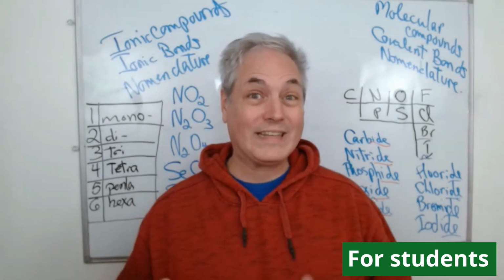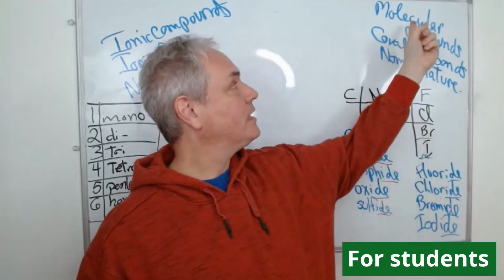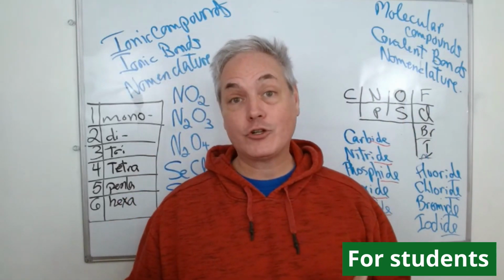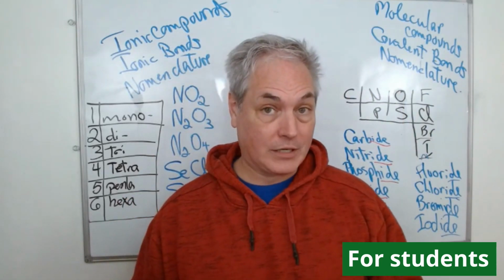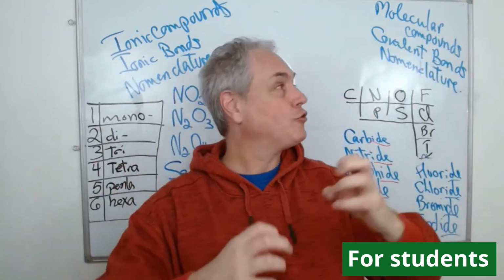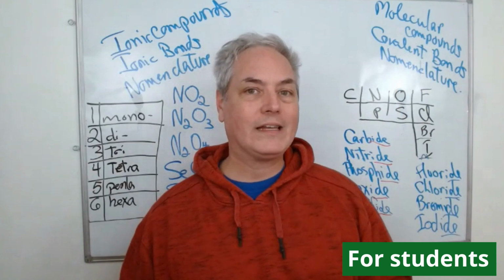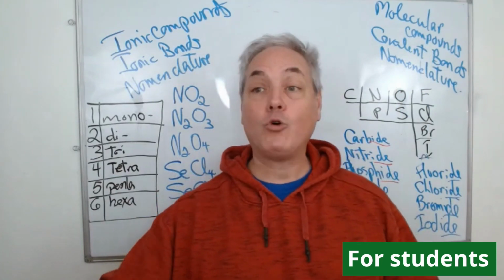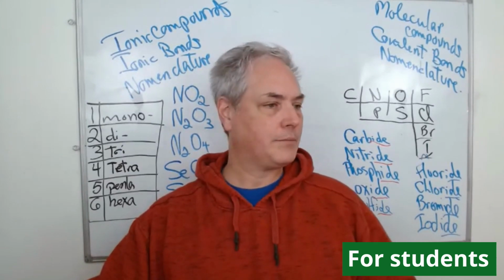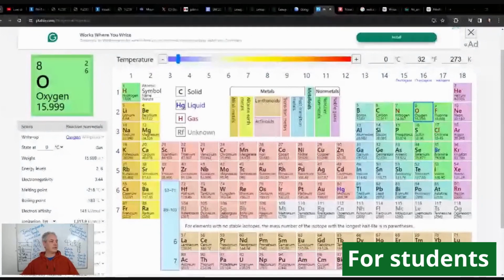So welcome to this video about how to name molecular compounds, or another name for it is the nomenclature of molecular compounds. When you have a molecular compound, we have atoms that are linked together with what we call covalent bonds. And in order to figure out how we can get those molecular compounds, let's have a look at the periodic table.